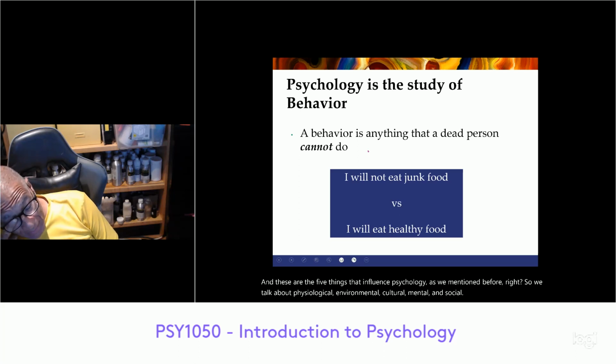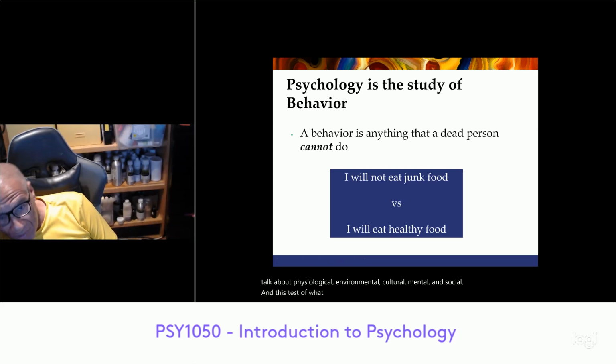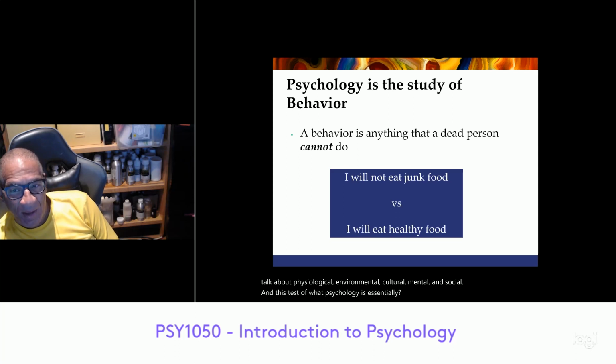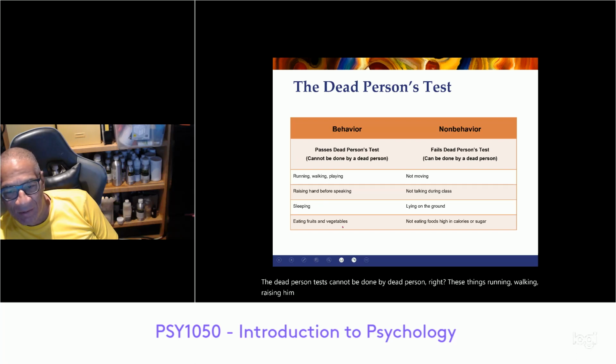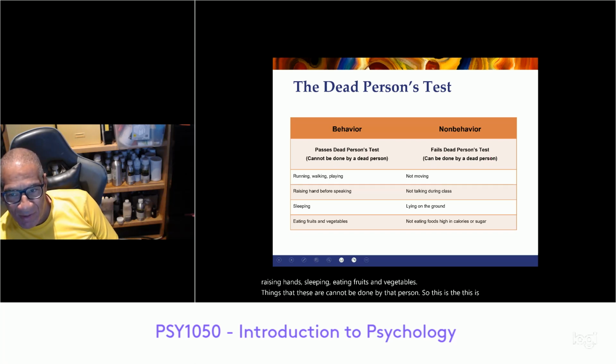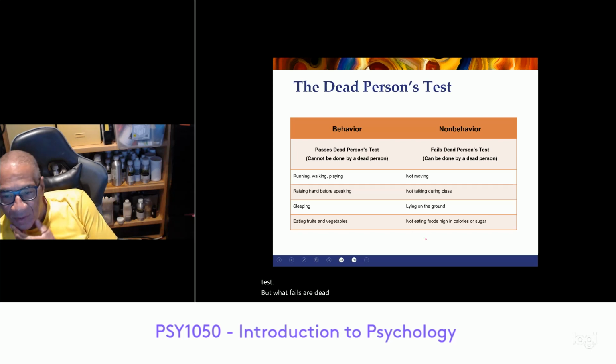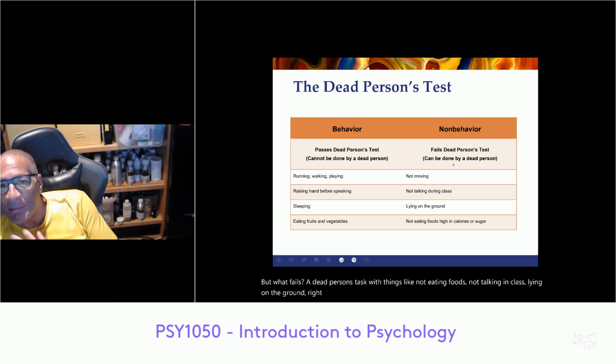And the test of what psychology is: essentially, psychology studies behavior, which is anything a dead person cannot do, right? So I can eat junk food versus I will eat healthy food. These are things that cannot be done by a dead person, right? Running, walking, raising hands, sleeping, eating fruits and vegetables. So these pass the dead person test. But what fails the dead person's test are things like not eating food, not talking in class, lying on the ground, right? These are things that can be done by a dead person.